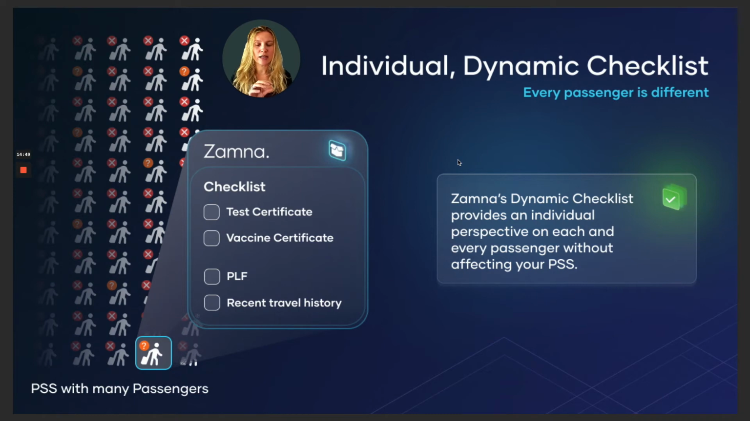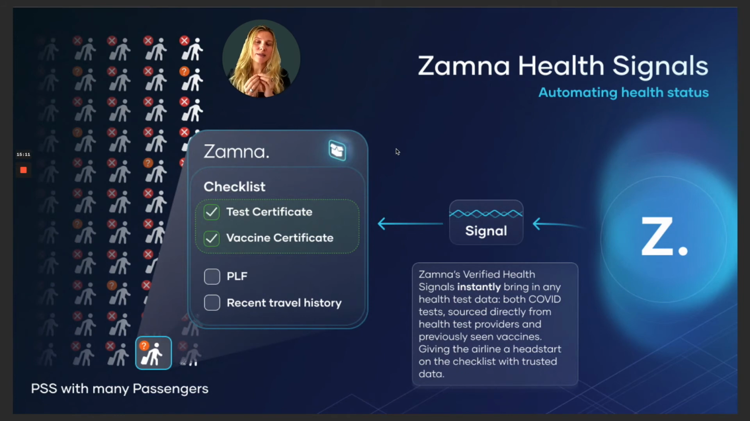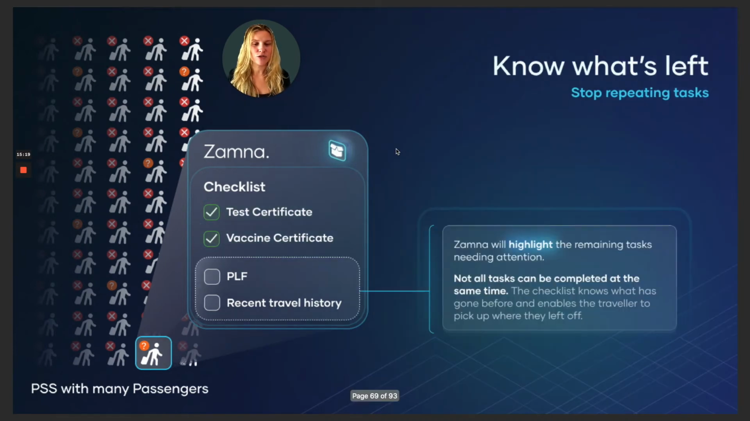The Xamna dynamic checklist means you can treat a passenger as an individual, and you can see the checklist with a potential list of things for the agent to check. A test, a vaccine, a PLF, recent travel history, it might even be insurance. So when we wire this to the living rules that the Xamna dynamic checklist provides, and these rules get updated about 1,000 times a day, the checklist can then adapt live to rule changes. This means that you can retrieve matching signals instantly to match existing signals about health data, test certificates or vaccinations.